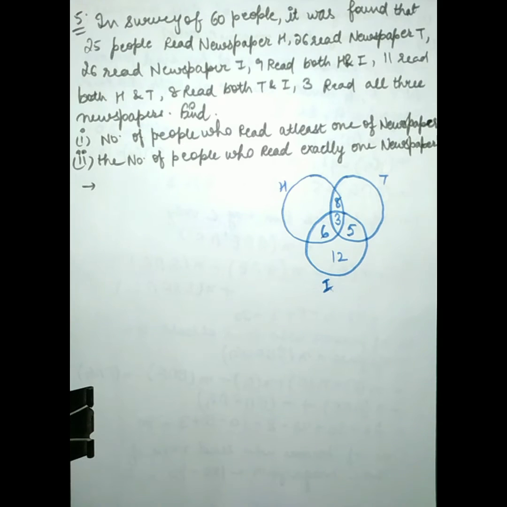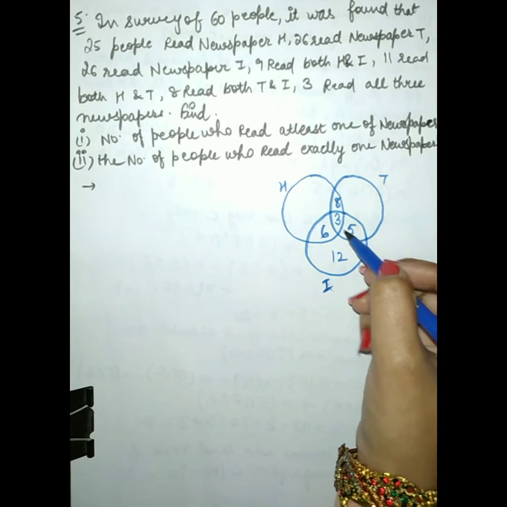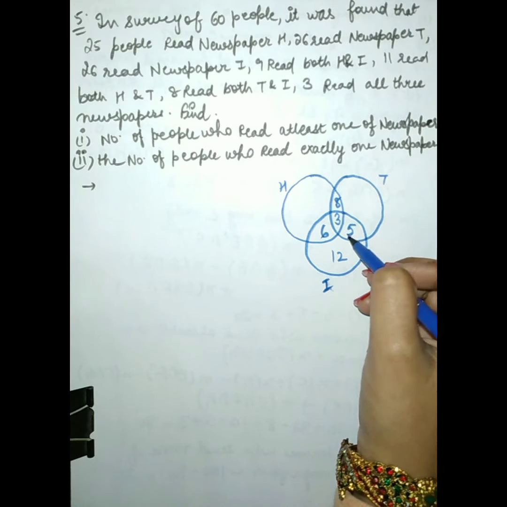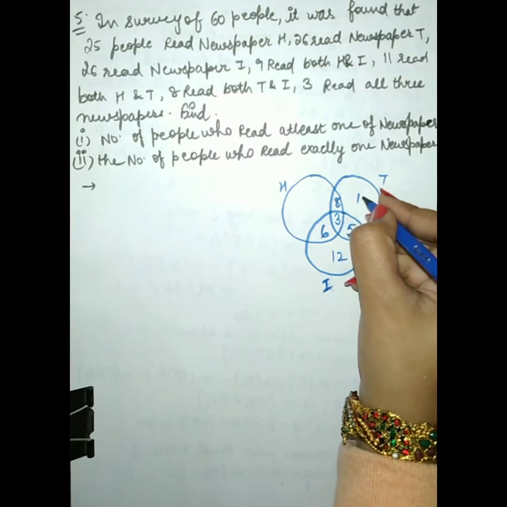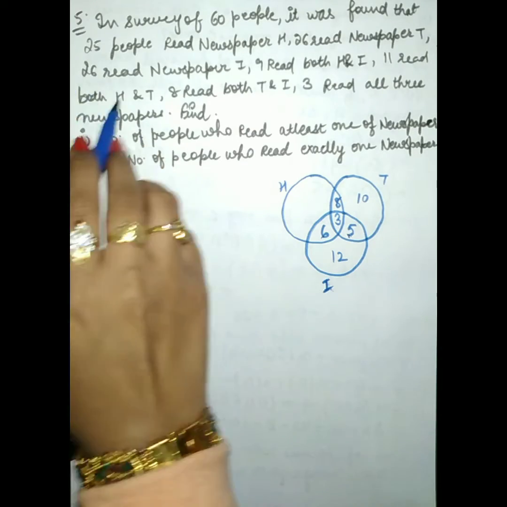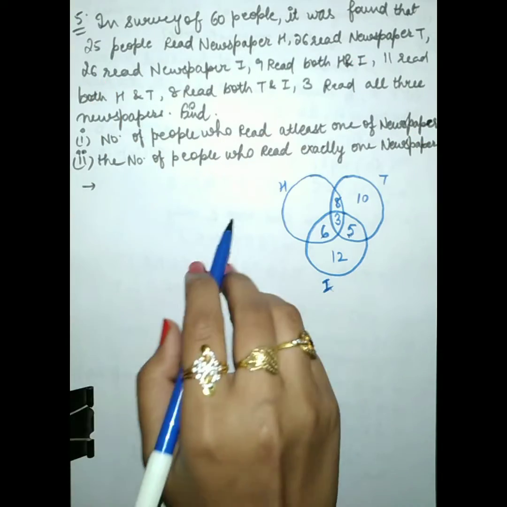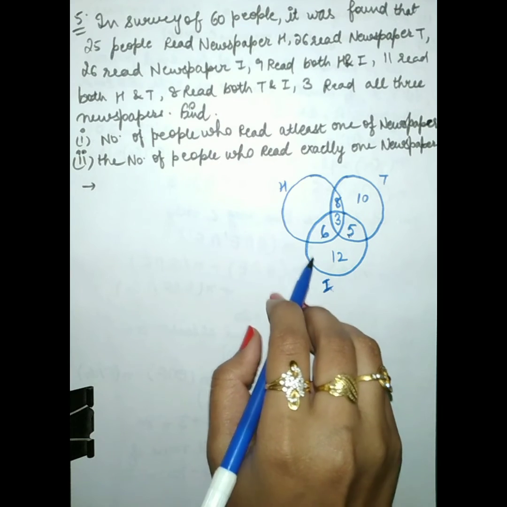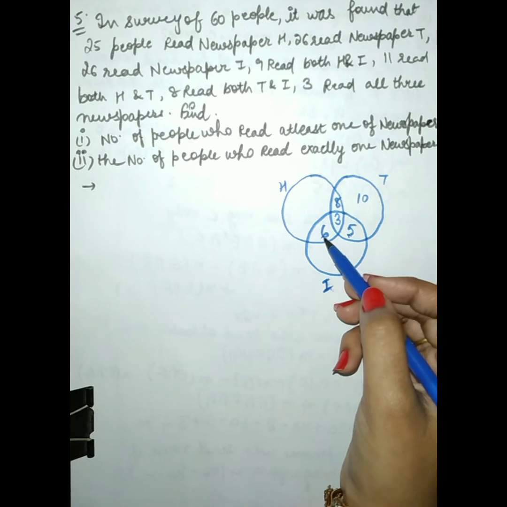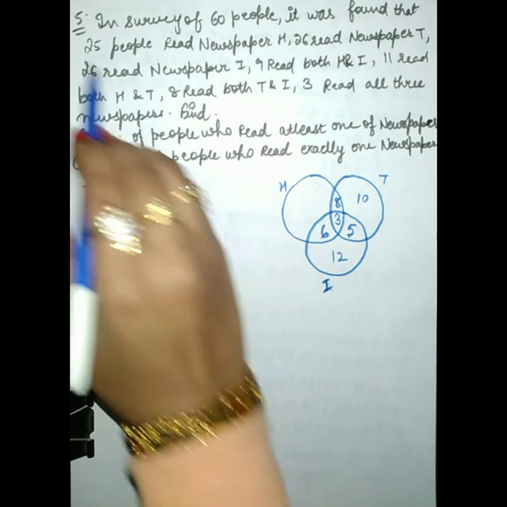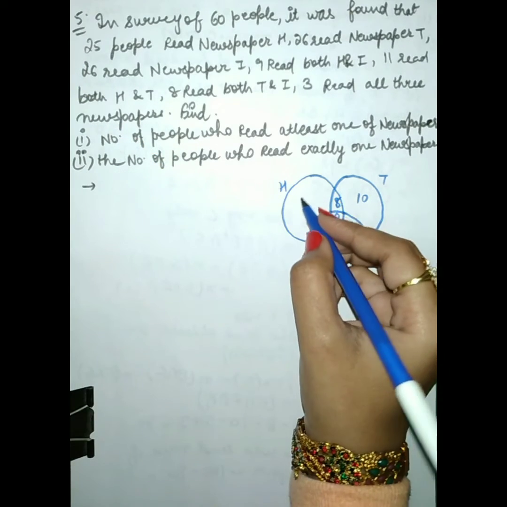And 26 read T newspaper. So this is 8, 5 and 3, that means 11 plus 5, 16. So 26 minus 16 becomes 10. And similarly, H newspaper is read by 25 people. So this will be 8 plus 3 plus 6, that is 17. So 25 minus 17 becomes 8.